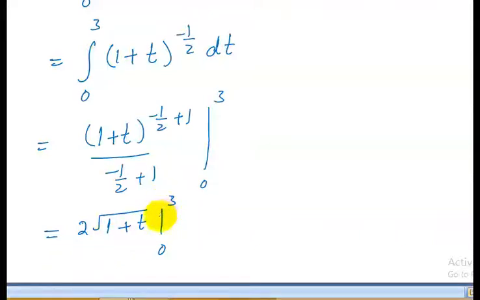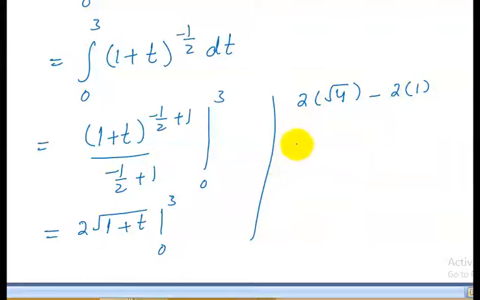By putting limits it becomes, I solve it here, it becomes 2 and 2 under the root 4 minus 2 and 2 when t is equal to 0, so it becomes 2 and 2 1, so it becomes 2 and 2 minus 2, this is equal to 4 minus 2 equal to 2.